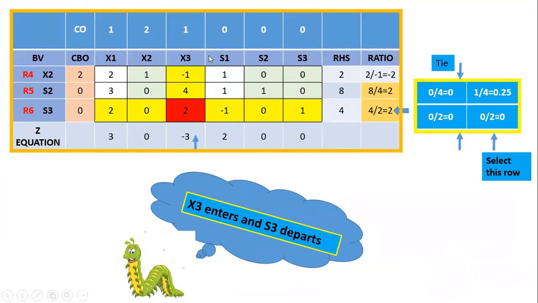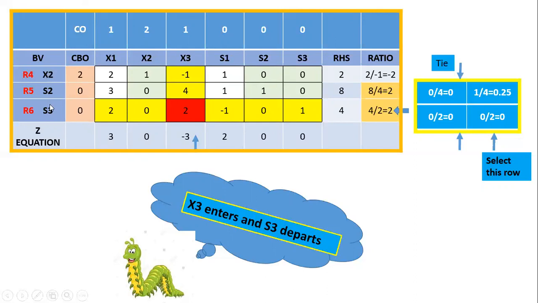So in the unit matrix, which is the next column, it is 0, 1, 0. So you have to select this column and again follow the same procedure. 1 divided by 4, 0 divided by 2, that is 0. So among 0.25 and 0, see the minimum value, algebraic minimum value. So it is 0, so you have to select this row. So 0 means S3. So S3 will be departing from the table and X3 will be entering the table.